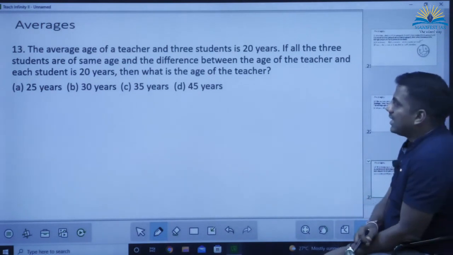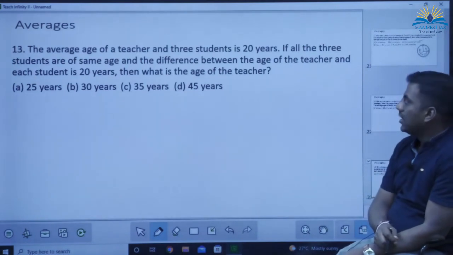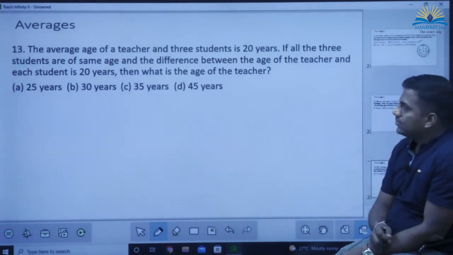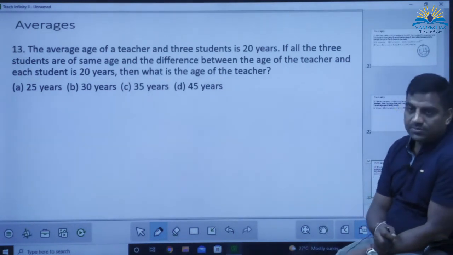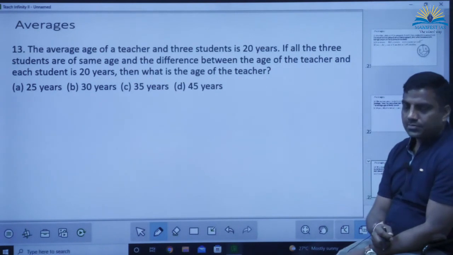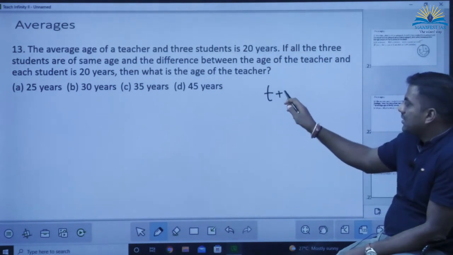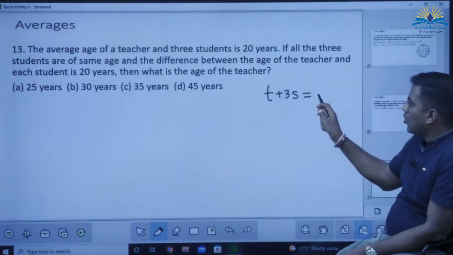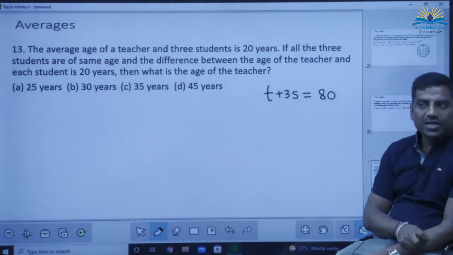Similarly, this question has come in the examination. The average age of a teacher and 3 students is 20 years. If all the 3 students are of the same age, okay. First of all, let us assume that all the students are of the same age. Can I write the equation t plus 3s is equal to 80? From where did I get 80?